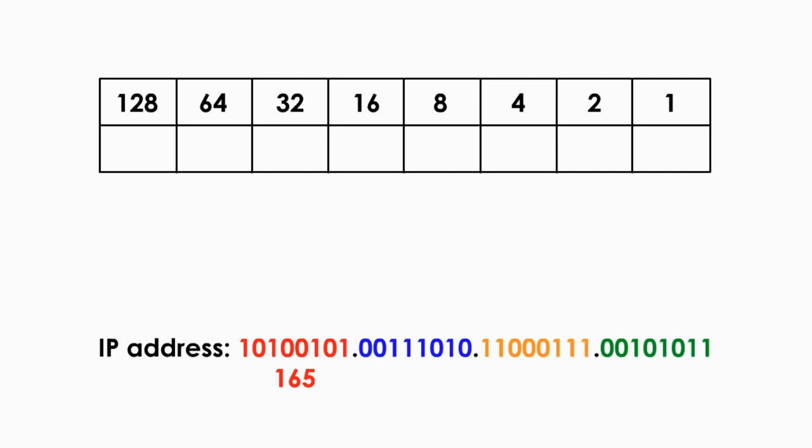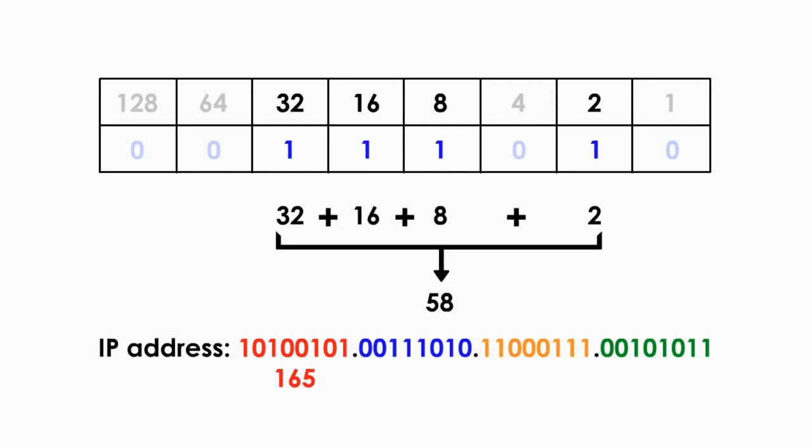Let's convert the second octet, the second group. We put the 8 binary numbers into the binary table one by one. We look at the ones only, ignoring zeros. We bring down the numbers above the ones, which are 32, 16, 8, and 2. We add them up and we got 58. Thus, the second octet is 58 in decimal value.